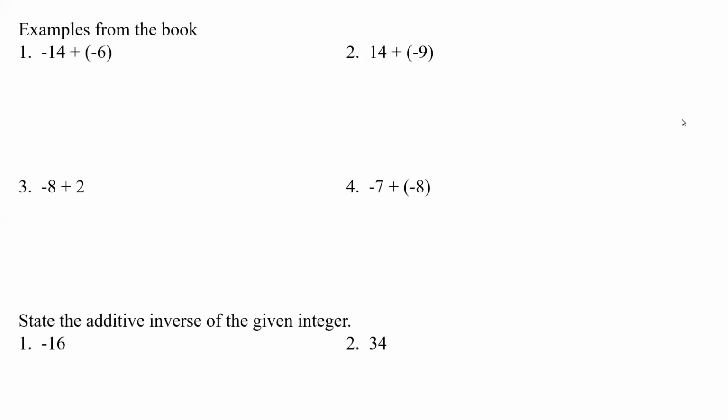All right, so let's do some examples here from the book. So here we're taking negative 14 plus a negative 6. Here we have same signs, and with the same signs, what we can do is add the numbers together: 14 plus 6.